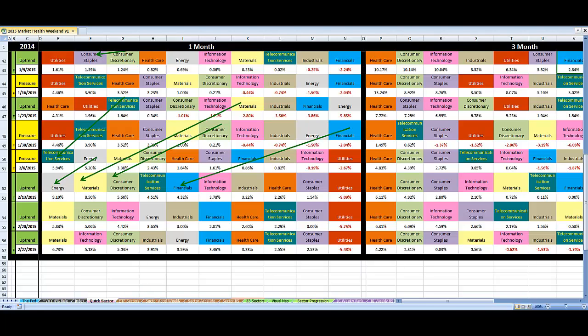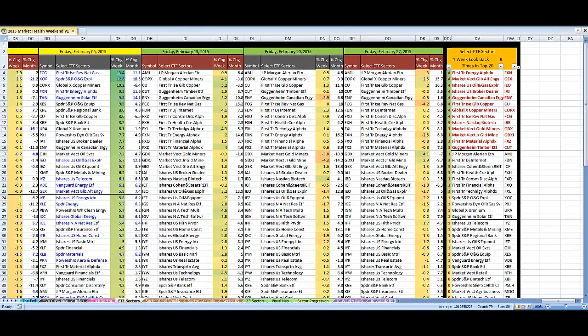From here we move on to ETF sectors. What I've done is I've selected some of the ETFs for various sectors that I think are important to me. I try to focus in on ones with larger liquidity whenever possible, but certain ones, you don't have that option. And once a week I log the weekly change and the monthly change, and I keep track of it. Then I do a tally, as I often do.